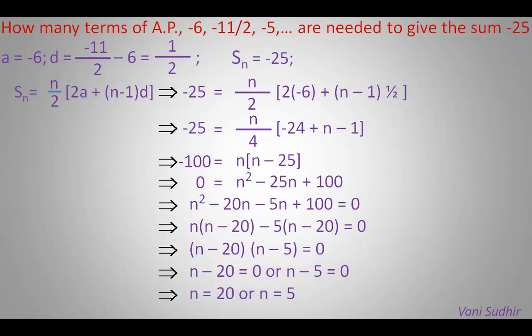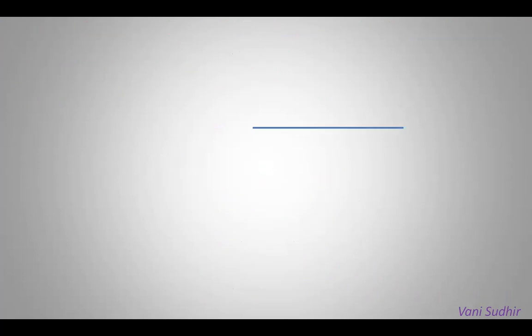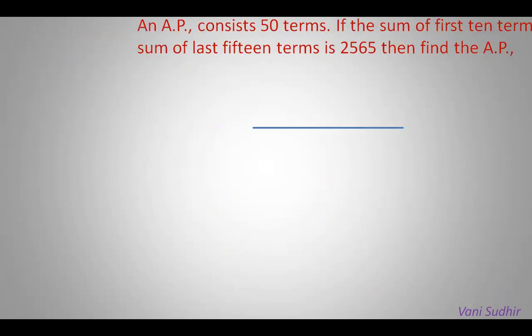Therefore, if you take 5 terms, then also we get sum minus 25. If you take 20 terms, then also the sum is minus 25. There are two answers for this question. Okay, n value can be 5 or 20. Let us solve one more problem.